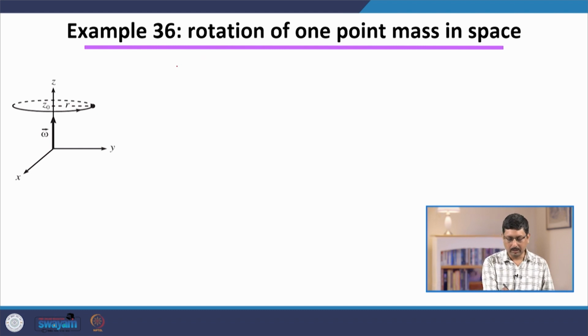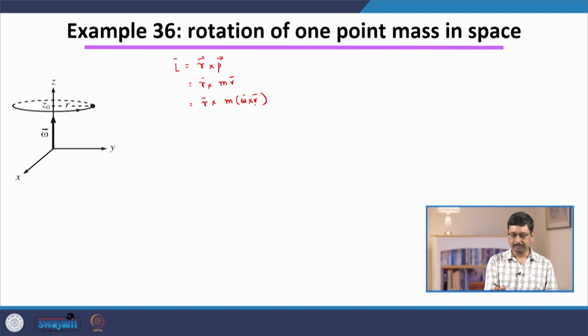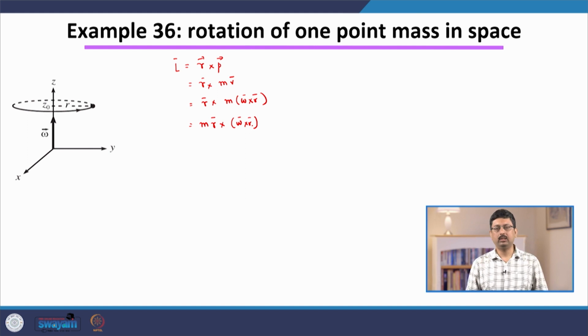So, we start with the fact that the angular momentum, this is the definition of angular momentum. Now, we know that momentum is m times v. Now, this v is again, we know that this is omega cross r. So, we can take this mass on the other side. So, we can write m r cross omega cross r. Let us work out this double cross product component wise.